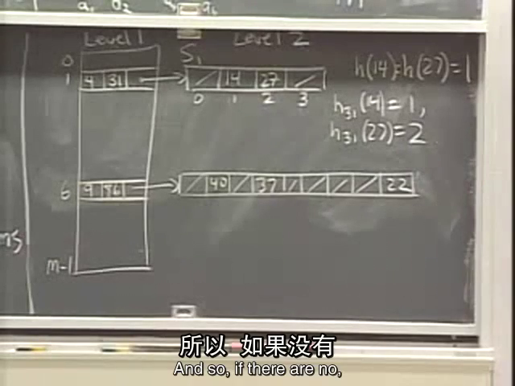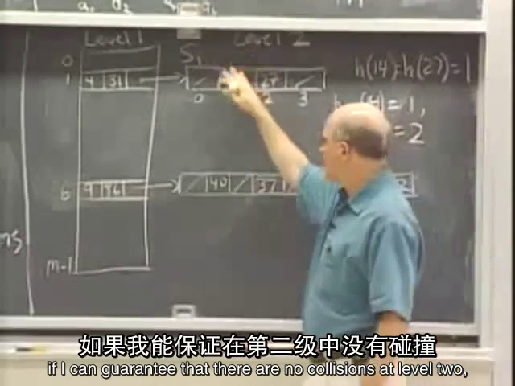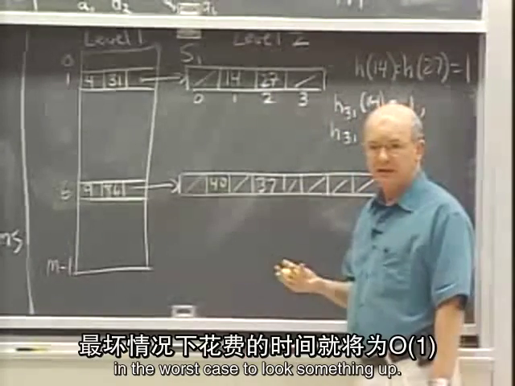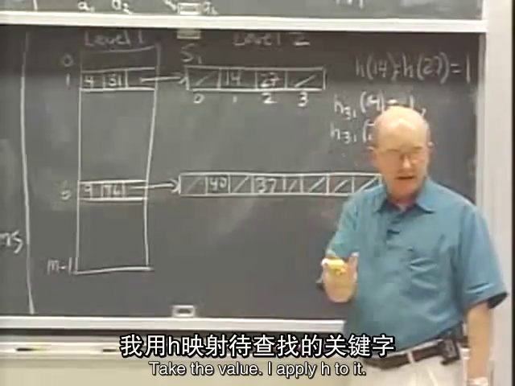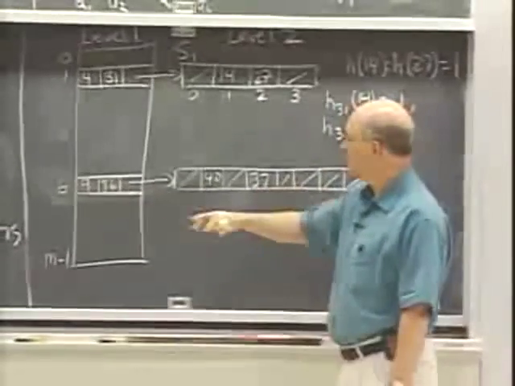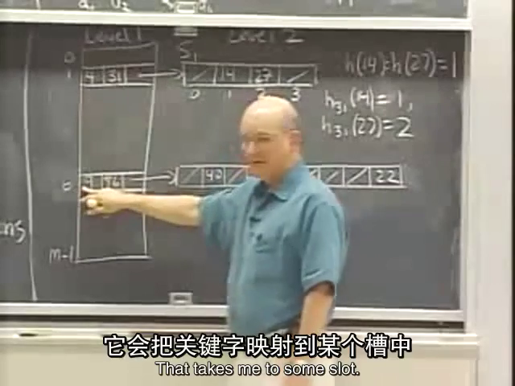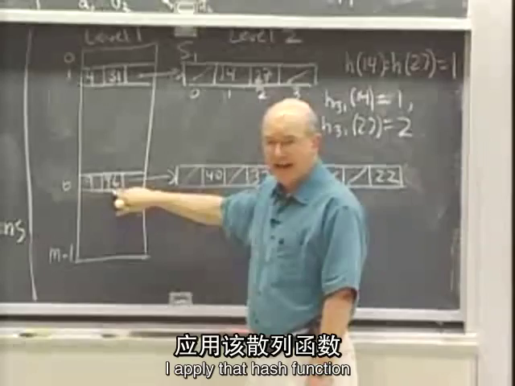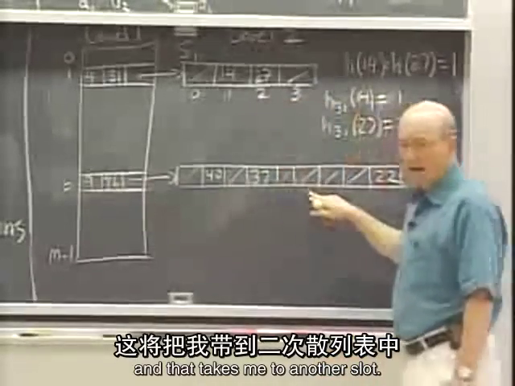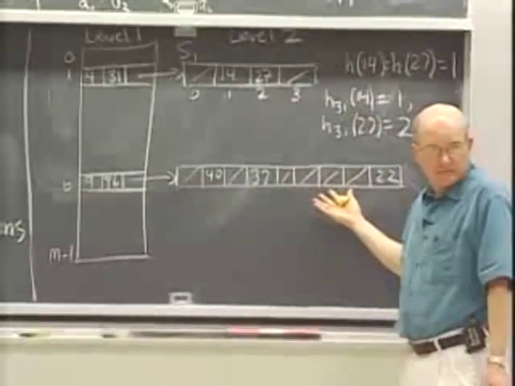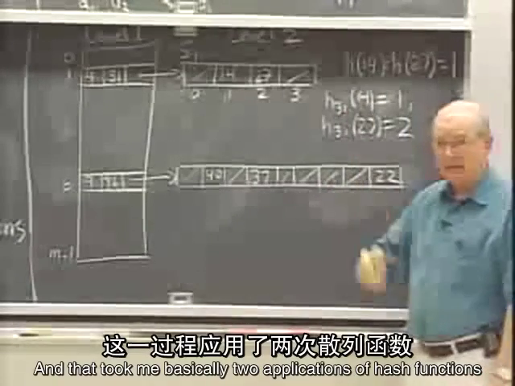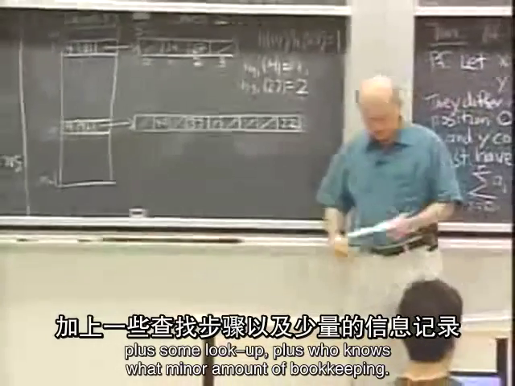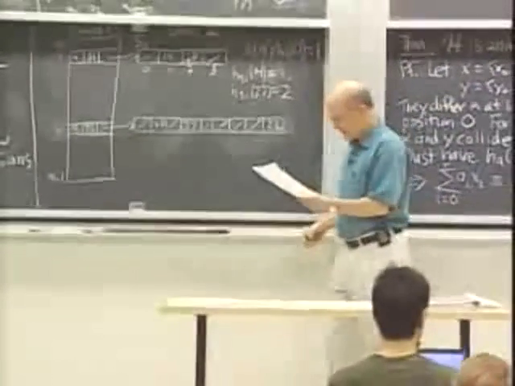Okay, and so if I can guarantee that there are no collisions at level 2, this is going to cost me order 1 time in the worst case to look something up. How do I look it up? Take the value, I apply h to it. That takes me to some slot. Then I look to see what the key is for this hash function. I apply that hash function, and that takes me to another slot. And then I go there. Okay, and that took me basically 2 applications of hash functions plus some lookup plus who knows what minor amount of bookkeeping. Okay?